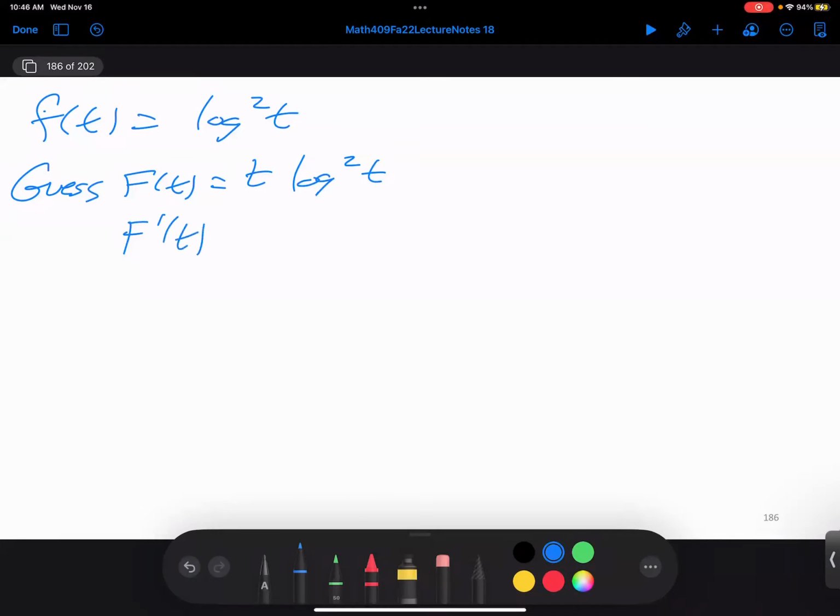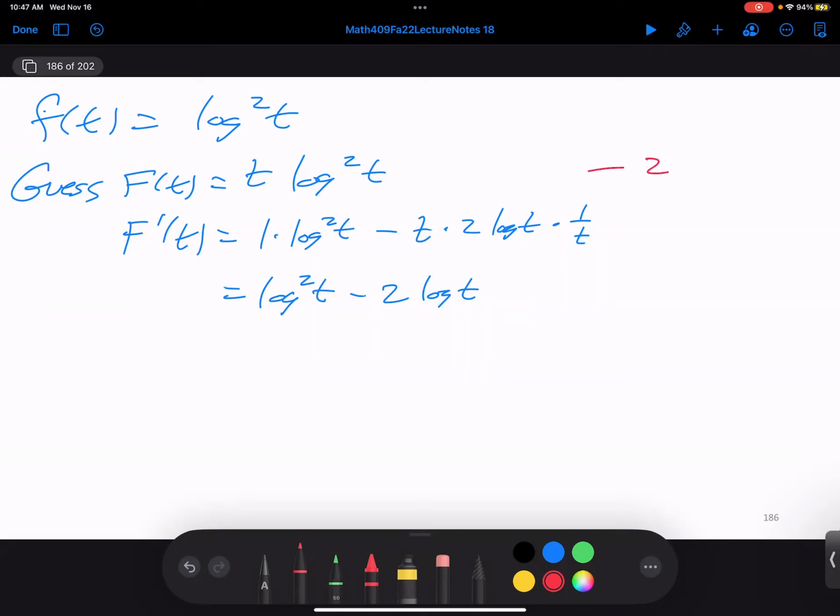So if I take the derivative, I get 1 times log squared of t minus, I'll get t times 2 log of t times 1 over t. So it's log squared t minus 2 log t. Do we know a function that has derivative log t? What function has derivative log t? T log t minus t. Okay, but I want 2 log t. So I'm going to subtract off 2 times t log t minus t. And now when I take the derivative, I'll just get minus 2 log t minus 2 log t. And so I just get log squared t. And so we actually found a function whose derivative is log squared t.